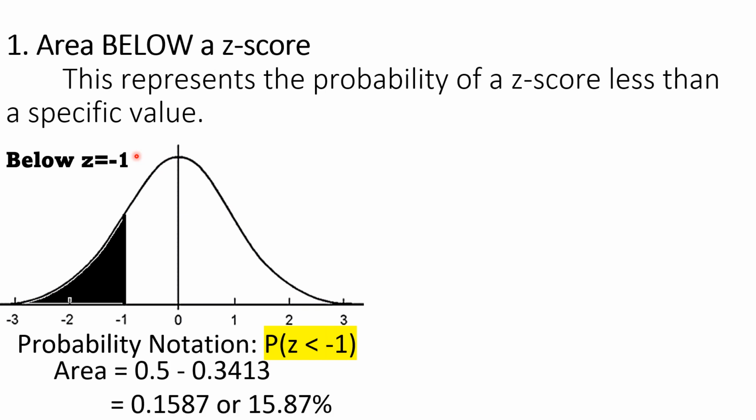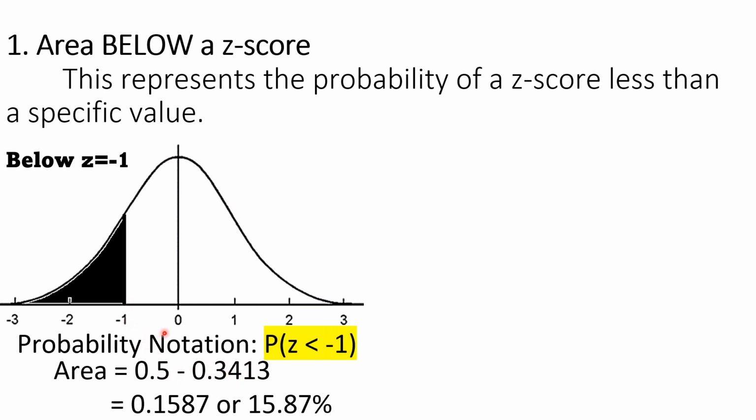So we have 0.5 minus 0.3413. Therefore, the area of this shaded normal curve is 0.1587 or 15.87%. Why did I subtract 0.5 by the area of -1?